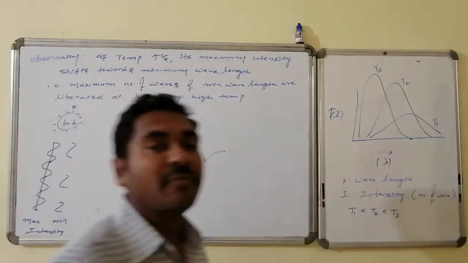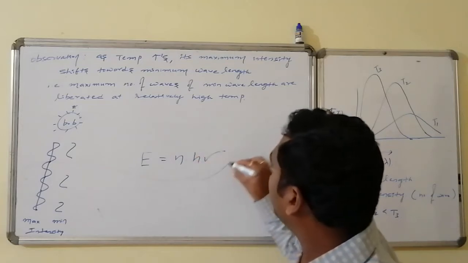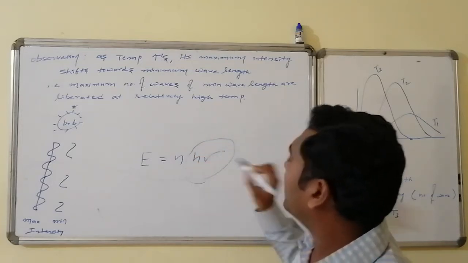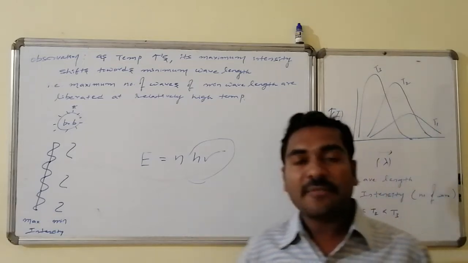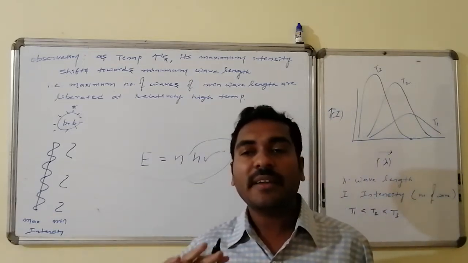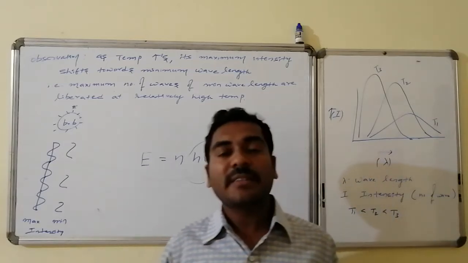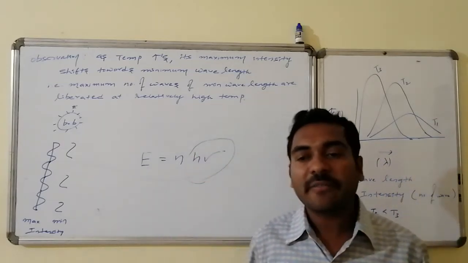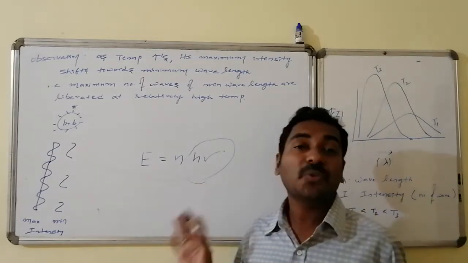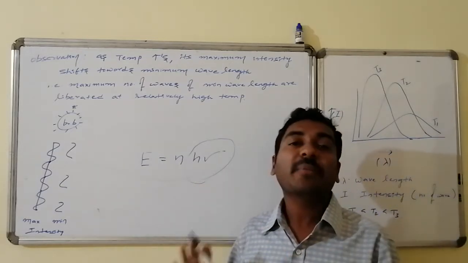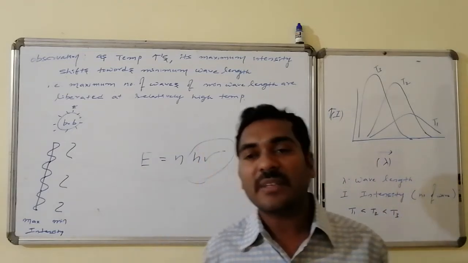N is the number of waves. Every h nu is said to be the quanta. A particular wave is associated with a particular amount of energy, and this is said to be the quanta. That is, the energy propagated from a radiation in the form of a particular wave is in multiples of quanta: 1 quanta, 2 quanta, 3 quanta. N number of quanta will be present, but it is not the submultiples of quanta.